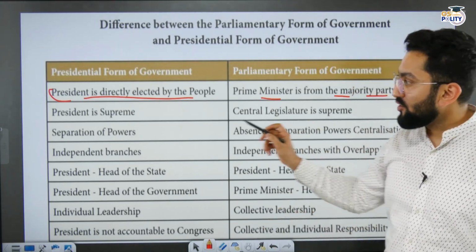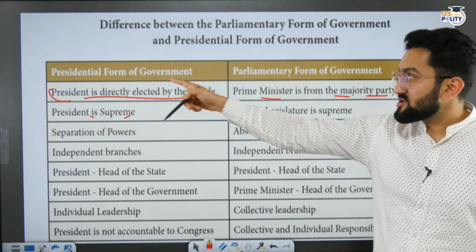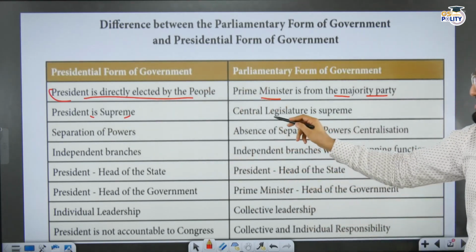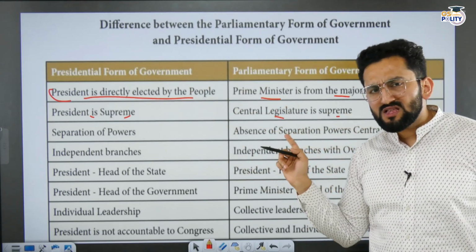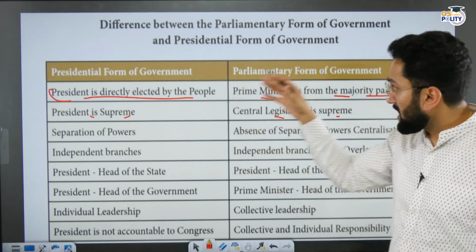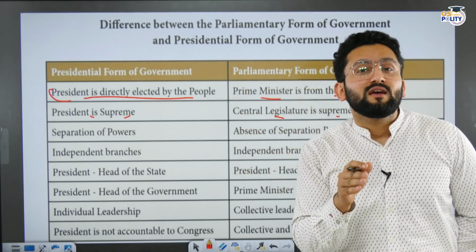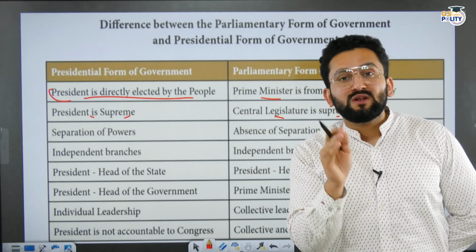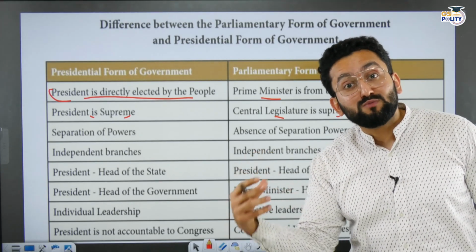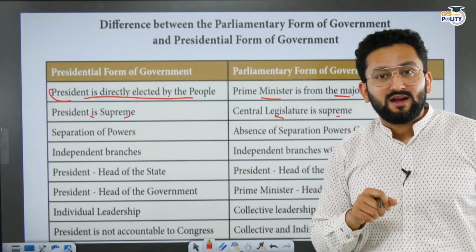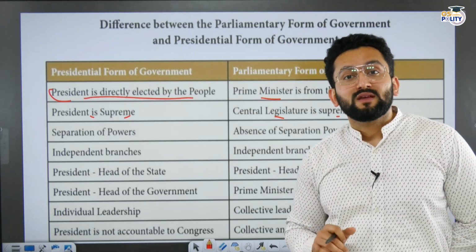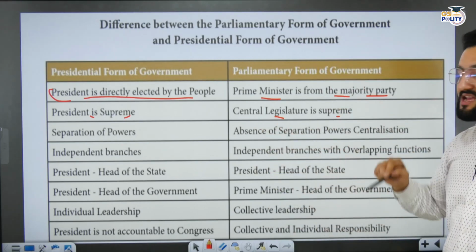Now, the President is supreme in case of presidential form of government, meaning real power lies with the President. In parliamentary form, the central legislature is supreme. Why are we saying the central legislature is supreme, and why not say the Prime Minister is supreme in parliamentary form of government? There's a reason for that. Because I also told you about responsible government. It means the government at the center is responsible to the legislature. They only have government till the time they have a majority in Lok Sabha. So real power is with the central legislature.